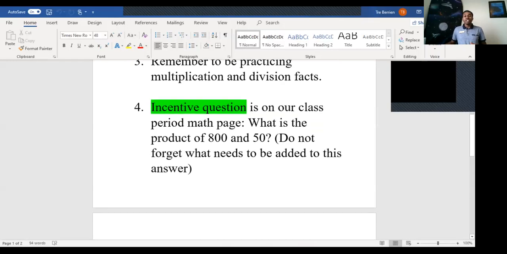Number 4, incentive question. It's always on our class period math page. You have to take a look. Those posts that I give you, your math work, it's in that exact same post. You have to click more so you can see the entire post. Okay, so the incentive question, you can see it right here.